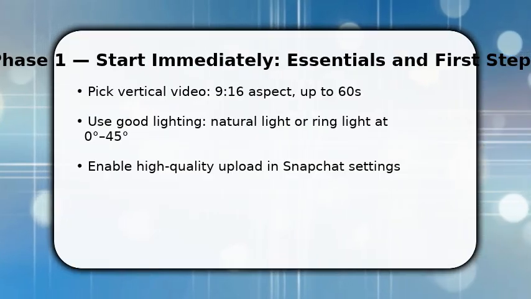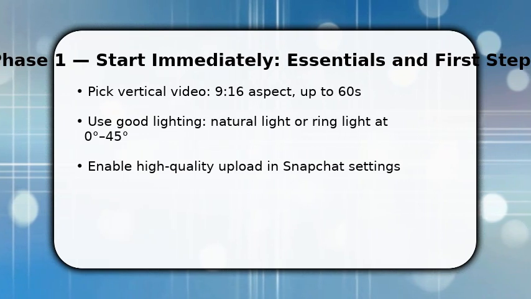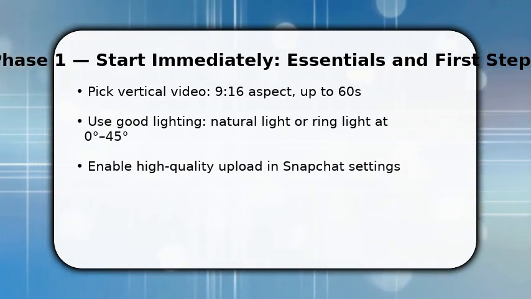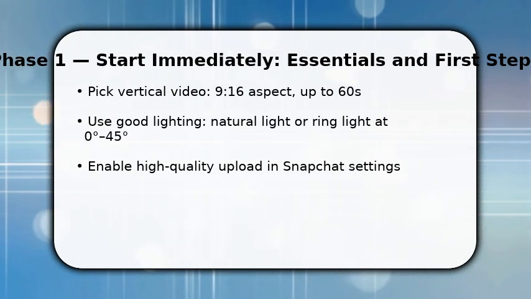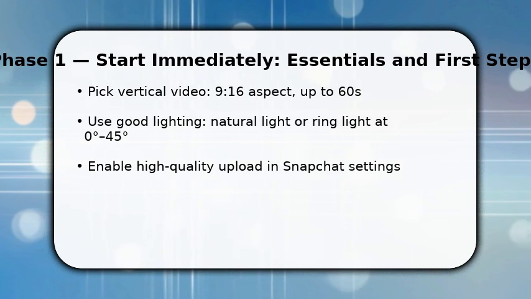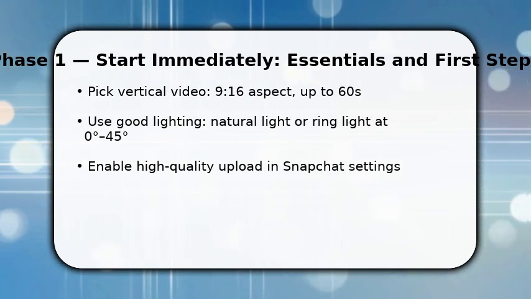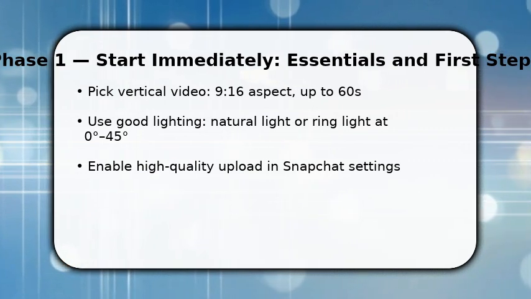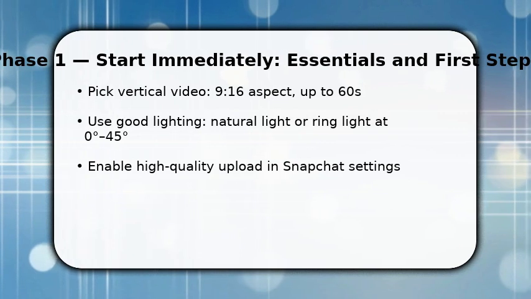You begin by preparing a spotlight-ready snap. Record vertically in 9 to 16, keep clips under 60 seconds, and frame your subject clearly. Use natural light or a ring light positioned at 0 to 45 degrees to avoid harsh shadows. Turn on Snapchat's high-quality upload option before you post so compression won't wreck your detail.